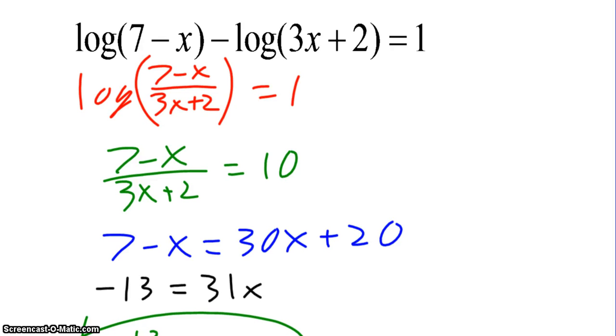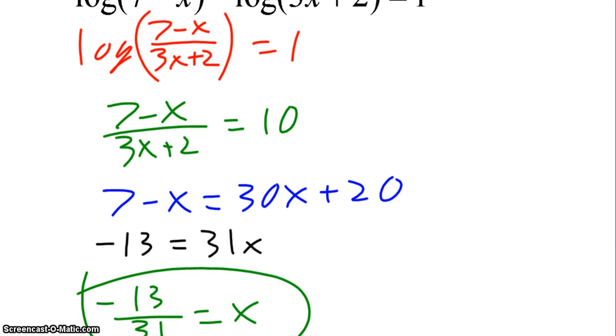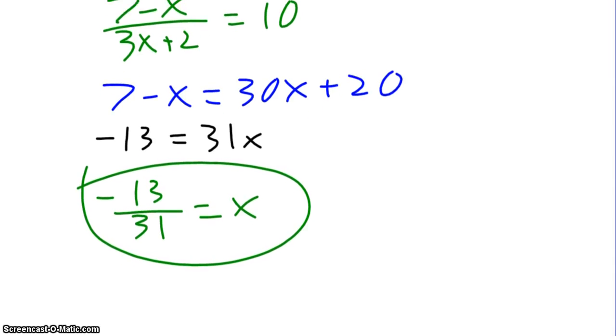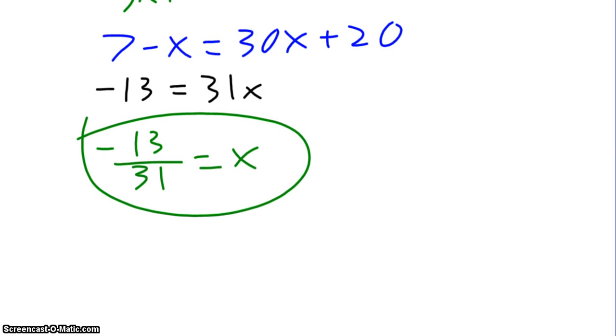Well, first we want to combine the logs on the left using division. They are subtracted, so I can make that log of (7 minus x) over (3x plus 2) equals 1. Now I turn it into an exponential. Since it was a common log, it's base 10. So (7 minus x) over (3x plus 2) equals 10. Solve the equation, multiply both sides by 3x plus 2. Combine like terms, and I end up with x equals negative 13 over 31.